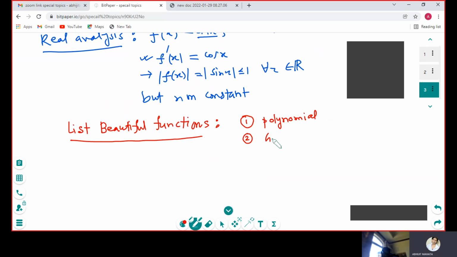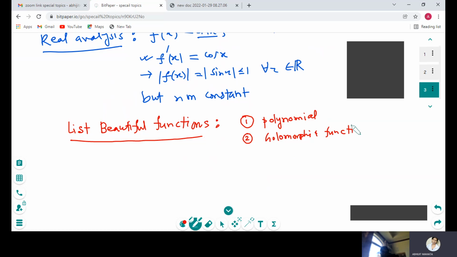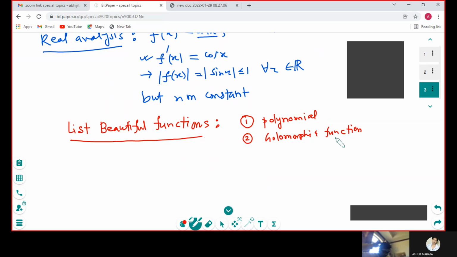Then next will be the holomorphic function. And the ratio of two holomorphic functions is also very important. Then those are called the meromorphic functions. So I list the functions according to their beauty.